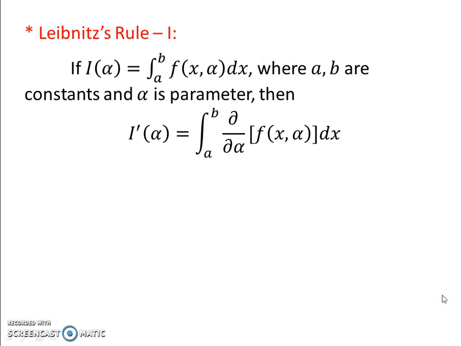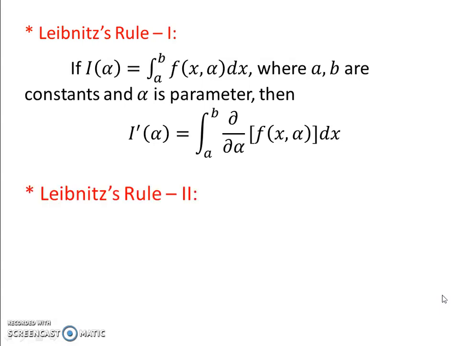So, if I of alpha equals integration a to b f of x, alpha dx, then I dash of alpha equals integration a to b, partial derivative with respect to alpha of f of x, alpha dx. Note that in this first rule, a and b are constant terms, or constants we can say. They do not depend on the parameter alpha.